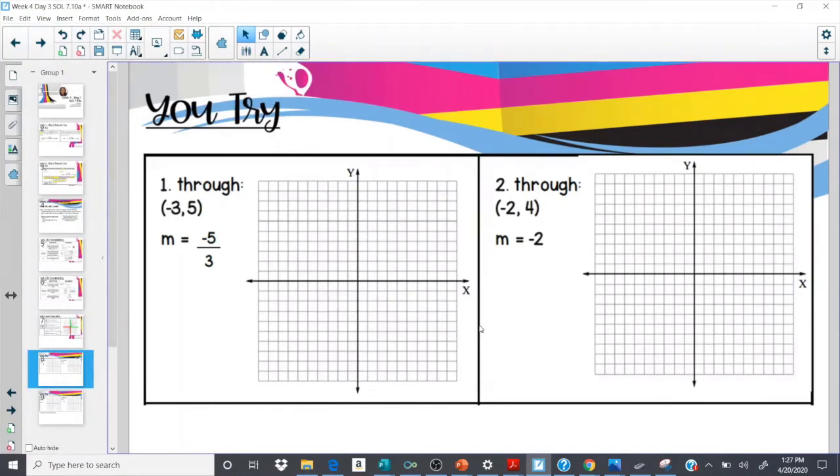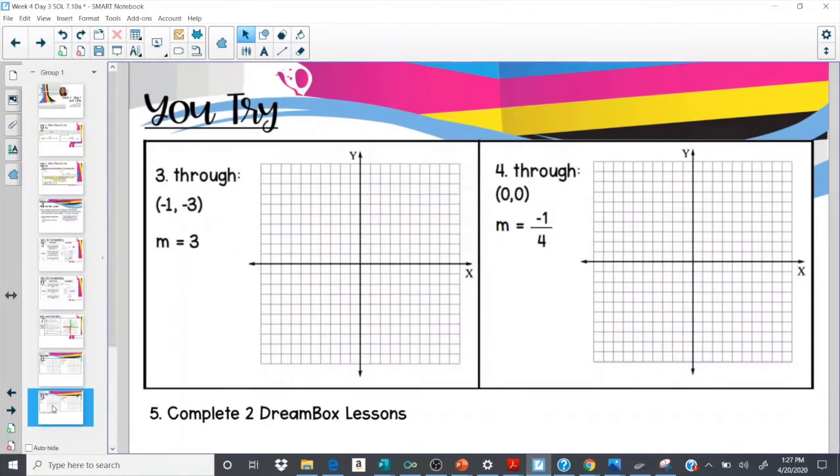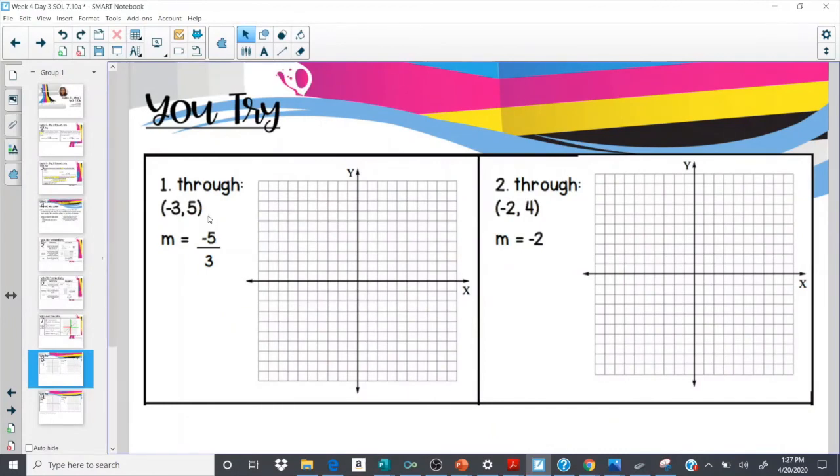Okay, so now at this point, you are going to attempt to do some problems on your own. There are 4 problems for you to complete. And then the last thing you're going to do is head over to Clever, log into Dreambox, and complete 2 Dreambox lessons.